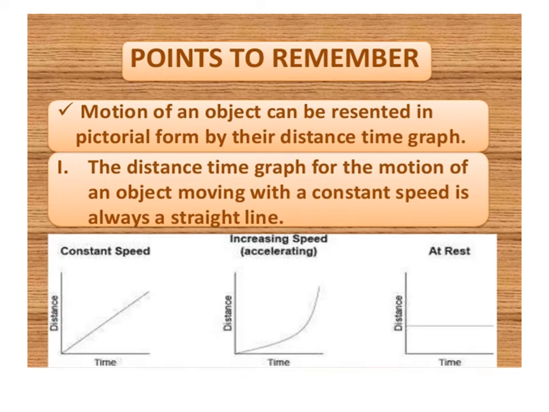So motion of an object can be represented in pictorial form by its distance-time graph. The distance-time graph for the motion of an object moving with a constant speed is always a straight line. As you see in figure 1, if the speed is increasing, that is, the motion is accelerating motion, then the graph will be curved. If the object is in the state of rest, it does not move from its initial position, then the distance-time graph is a straight line.